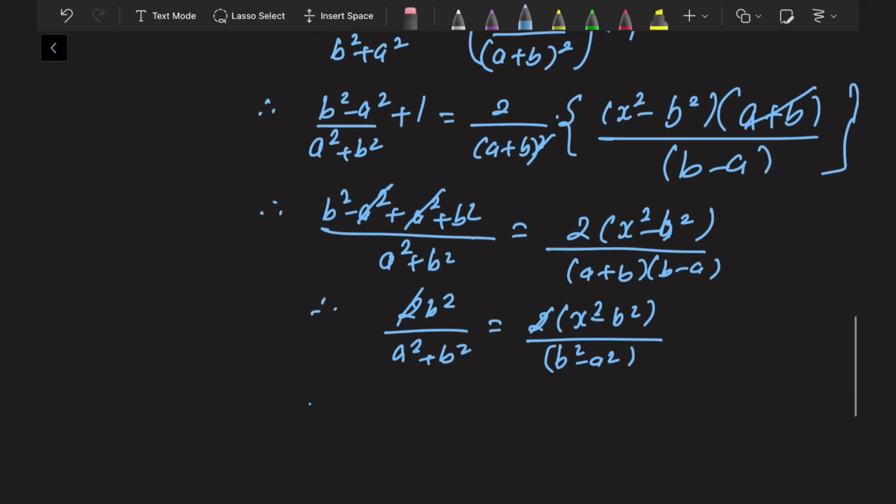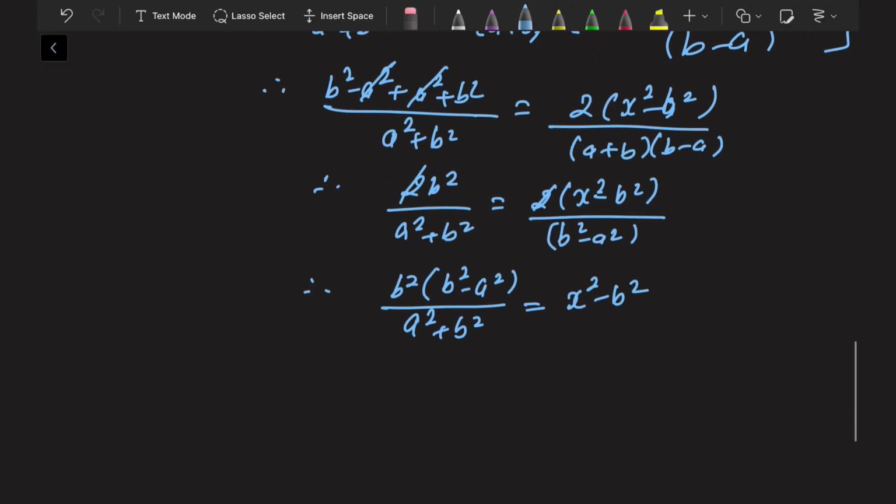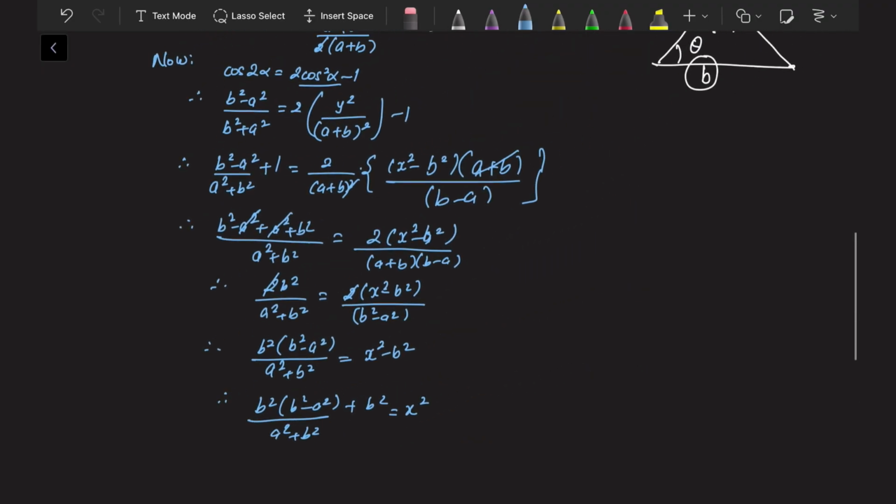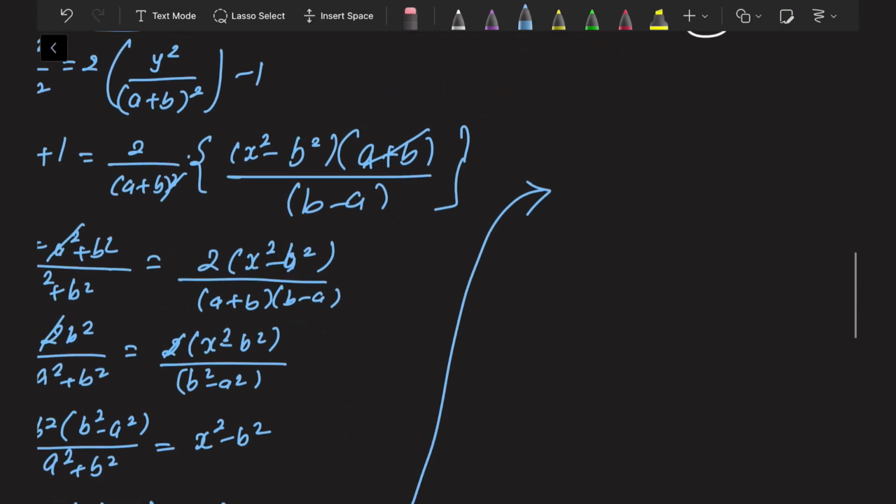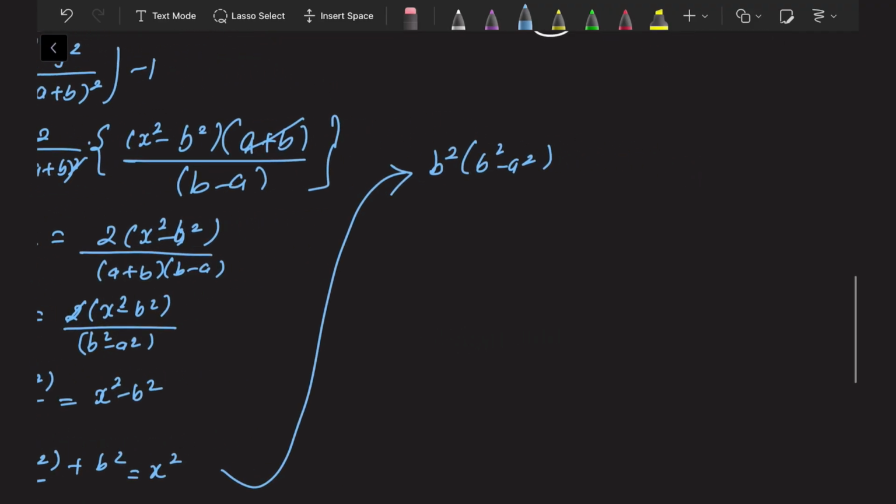Okay, 2 and 2 will get cancelled out, b square will get multiplied with b square minus a square. In the division we will have a square plus b square, and this result is x square minus b square. Negative b square will go over there, becomes addition, and a square by b square, and this is the value of x square. Taking the LCM on the left hand side, so we will have b square into b square minus a square, plus b square into b square plus a square divided by a square plus b square, and that is equals to x square.